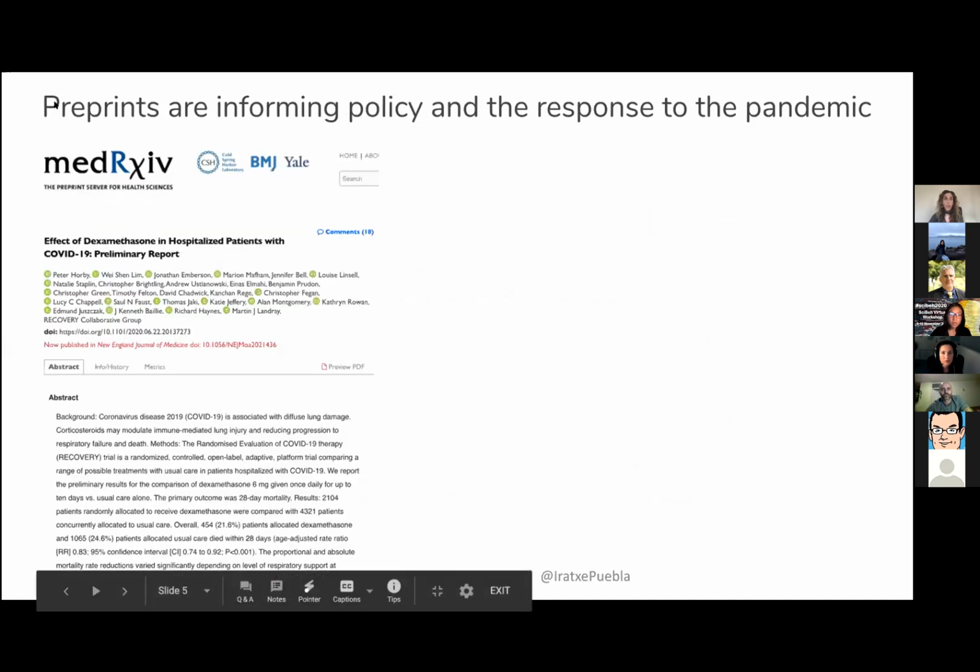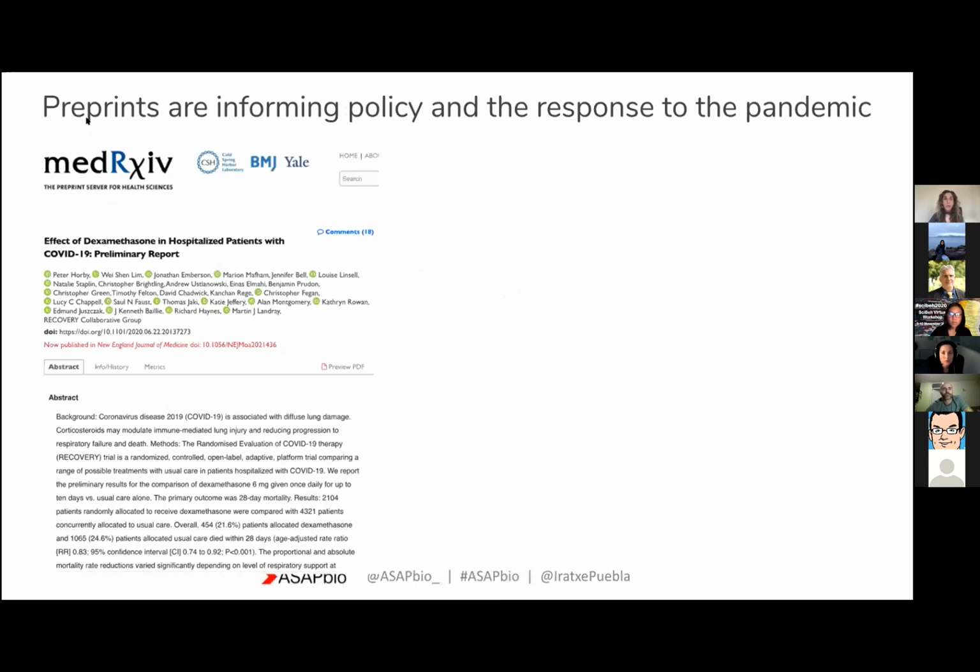What we saw as well is that even though previously, again, the adoption within biomedicine of preprints had been relatively low, as the latest research was being related to COVID-19, we have seen preprints informing policy.